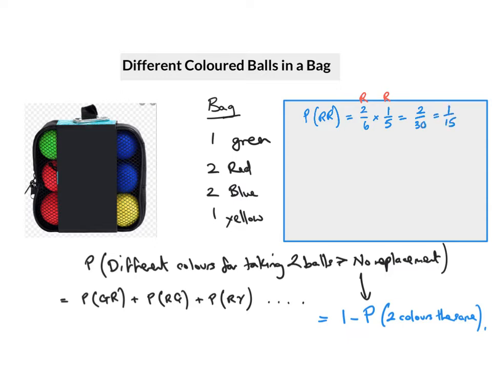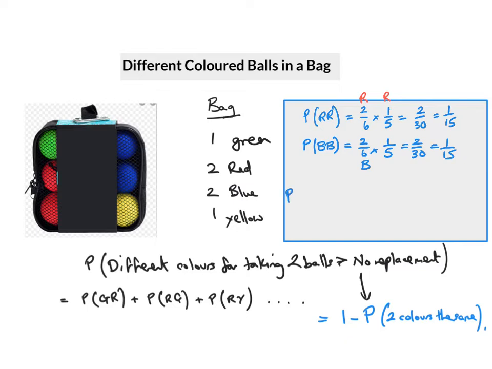Now we can't get 2 greens, and we can't get 2 yellows, because there's only 1 of each. But the 2 blues there, we can get 2 blues. Let's have a look at the probability of 2 blues. Again, it's going to be 2 out of 6 for the first blue. And then when that's gone, there's going to be 5 left and 1 blue, so 1 out of 5. It's the same thing, isn't it? 2 out of 30, 1 out of 15.